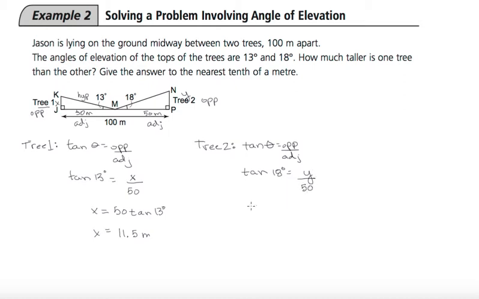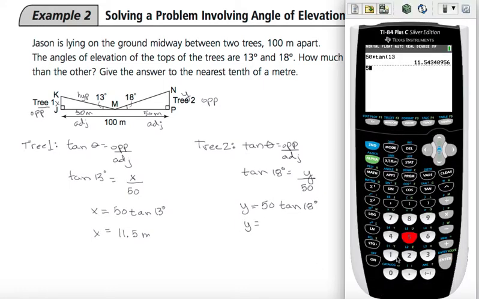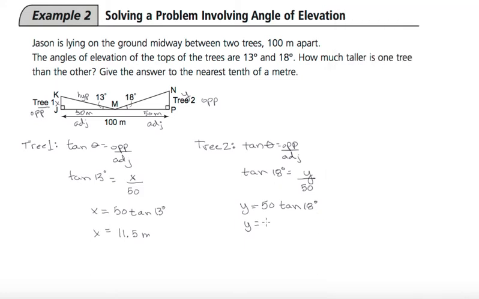And so again, we're going to multiply. So y is equal to 50 times tan of 18 degrees now. And let's throw that into our TI. So 50 times the tan of now 18. And I get 16.245. We're going to the nearest tenth, so it would be 16.2.